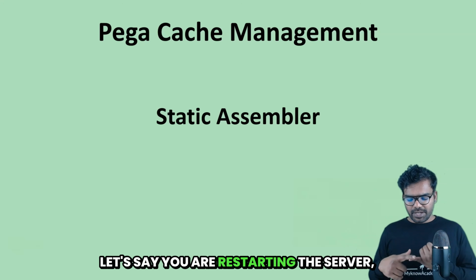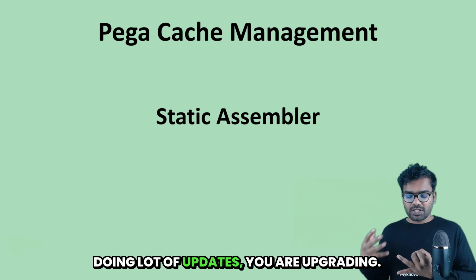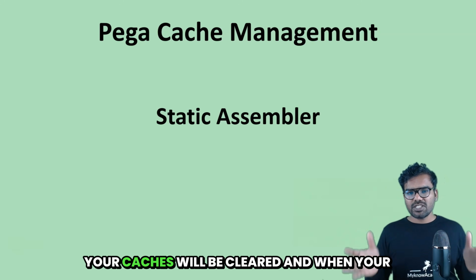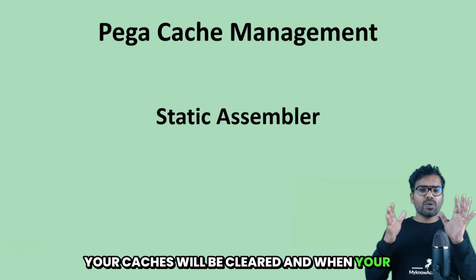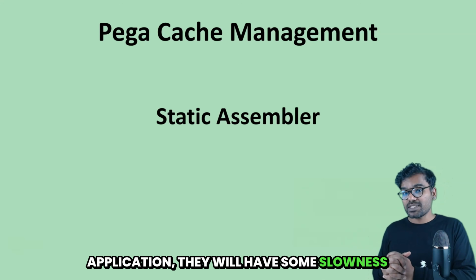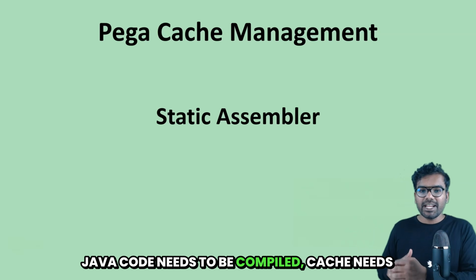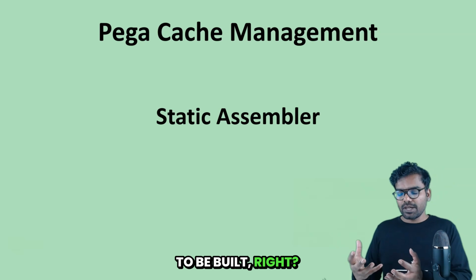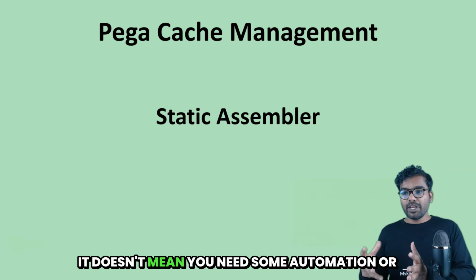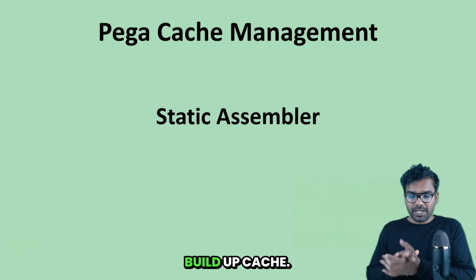Let's say you are restarting the server, you are doing major deployments, a lot of updates, upgrades. In such situations, you will restart, all your caches will be cleared, and when your end users open the application, they will have some slowness because the rules, the Java code, need to be compiled and the cache needs to be built, right? So what if we can build the cache already? It doesn't mean you need some automation or end users to go through all screens and build up the cache.